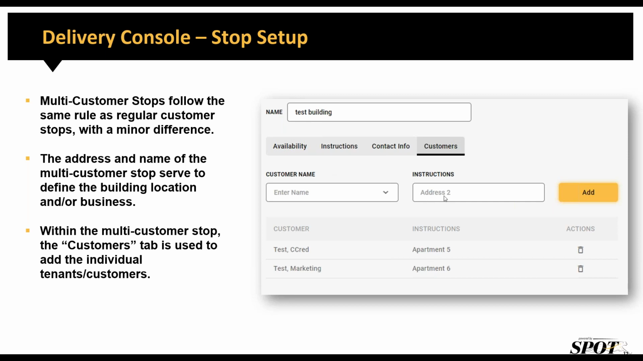The instructions field is usually here for you to specify and make the life of your driver easy by simply explaining where they need to go to get to these customers. So if it's an apartment building, the apartment number is a great way to do that. If it's an office building, obviously we can do something like floor 1, floor 2, and whatever have you.